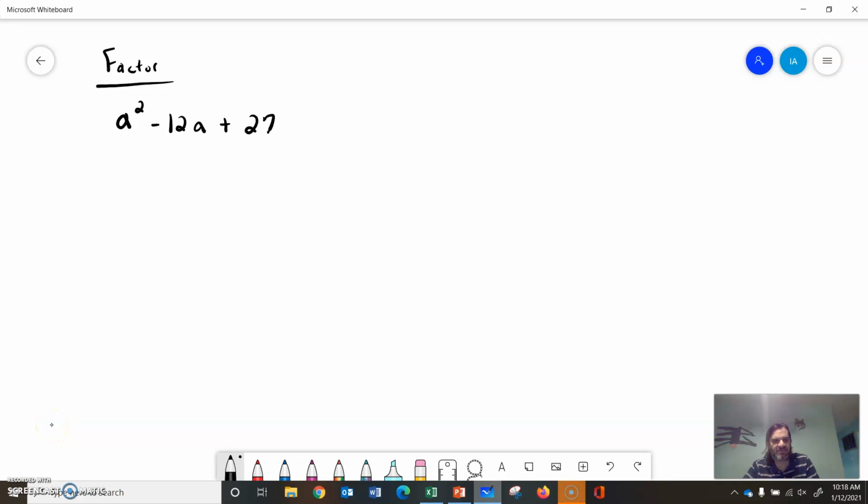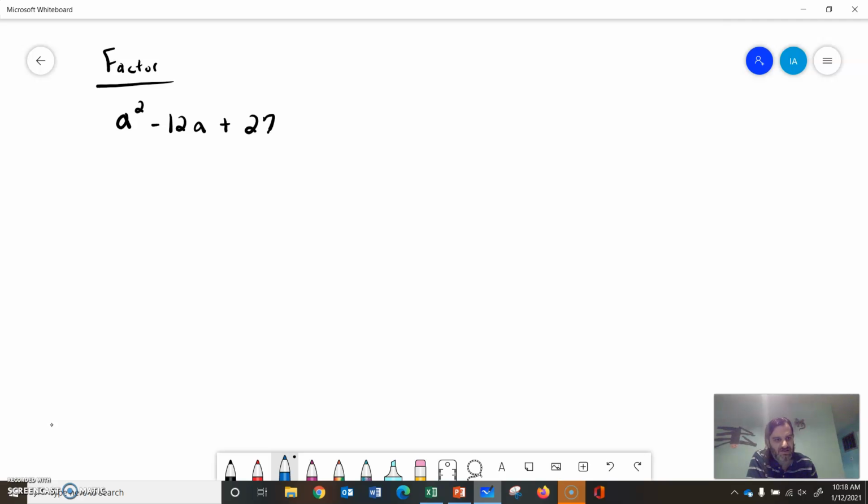Hey, here we're asked to factor an expression, and it's actually a quadratic trinomial. It's a squared minus 12a plus 27, and I gave you 5 steps to handle factoring a quadratic. And the first step was to pull out any common terms that were there in the coefficients. So let's just first of all look at the coefficients.